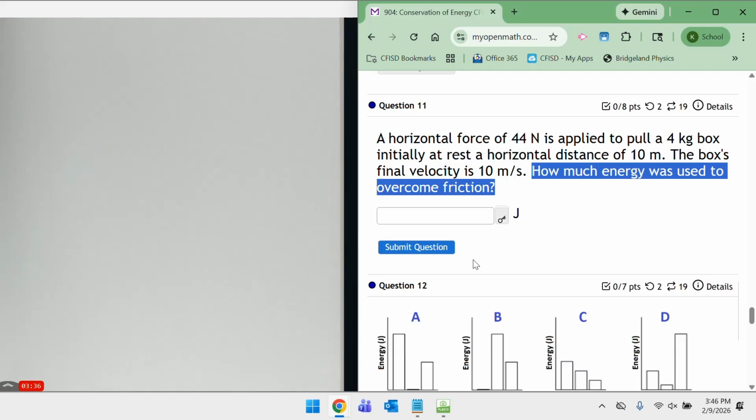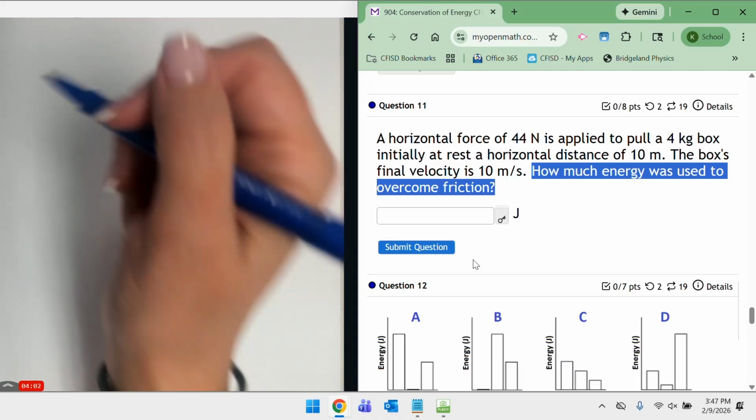This is the same thing that they're asking. It could be worded in different ways. How much energy was used to overcome friction is the same thing as if you see a question that says how much energy is dissipated by friction or how much energy is lost due to friction. You might even have a question that just says, is there friction? Or you might see how much work is done by friction. All of those require you to approach this question in the same way. So let's go ahead and talk about how we approach it.